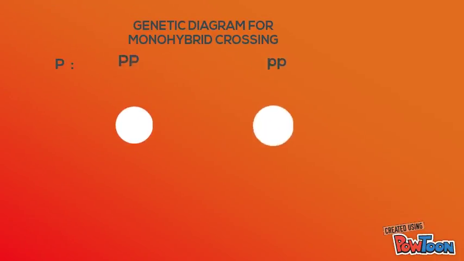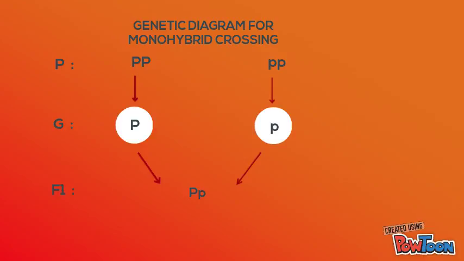This is the genetic diagram for monohybrid crossing. Big P is the dominant allele, whereas small p is the recessive allele. Now big P is crossed with small p. The F1 generation is big P small p.